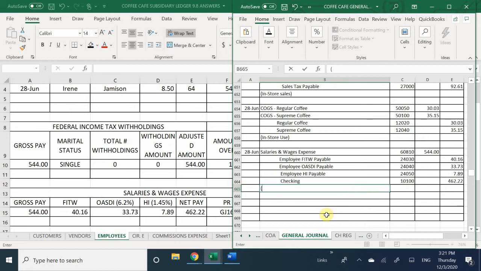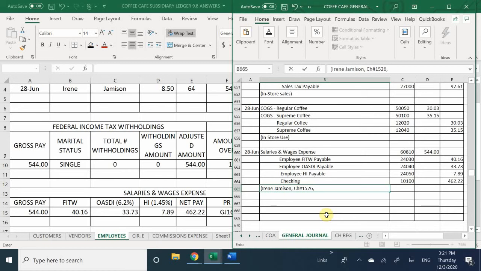Right. So what's my note going to be? So we're obviously going to want to reference Irene Jameson. Check number 1526. And then I'm assuming you would put the payroll period, but I'm just guessing. You can do whatever you want.